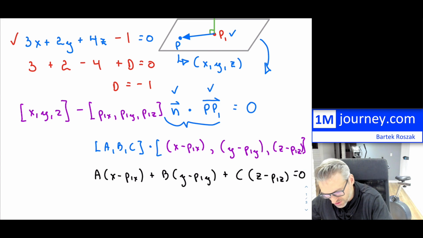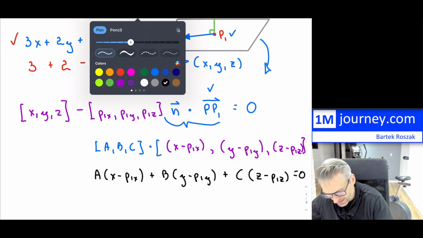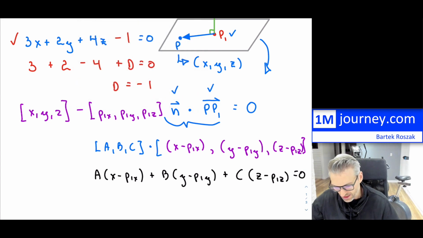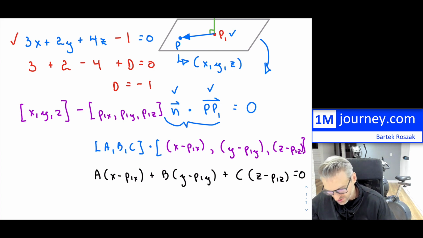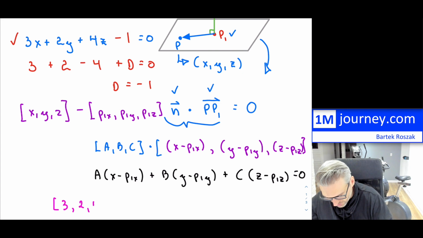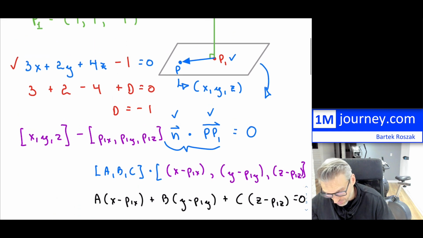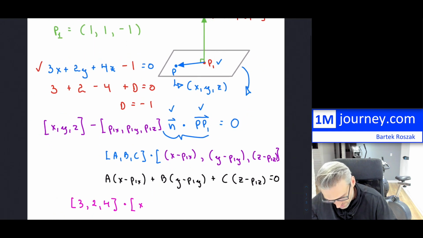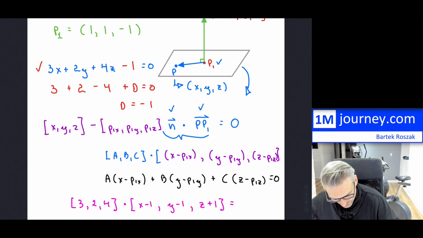So if I were to do this with our example that we just have done, then what we're going to get is the following. So here's my normal. My normal was (3, 2, 4). I'm going to dot it with, now this is going to be x, right? And I'm going to have to take that point. Now that point is, so it's going to be x minus 1, y minus 1, and z minus minus, so it's going to be plus 1, is equal to 0.